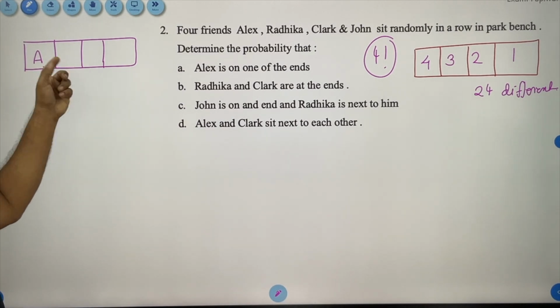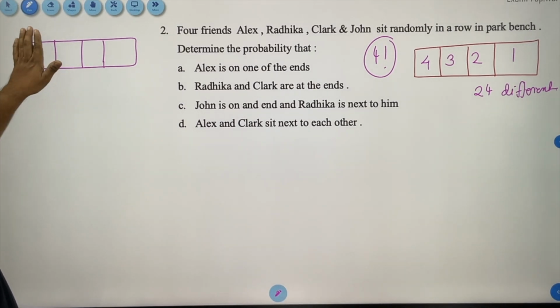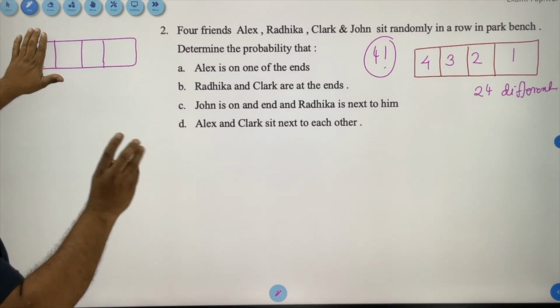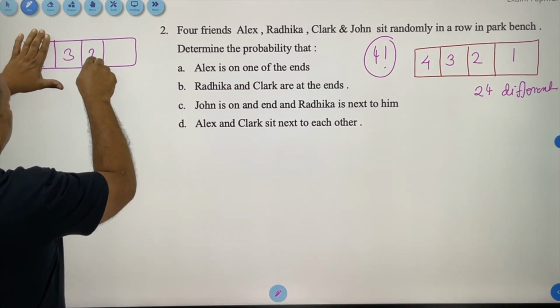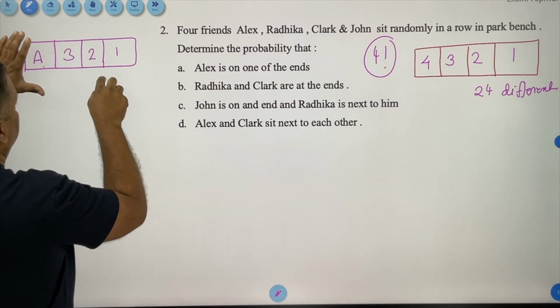Once Alex is here, in how many ways? Alex is already here. Now you are only having 3 children, so you can fill it in 3 times. This is in 3 ways, 2 ways and 1 way. Total 6 ways.